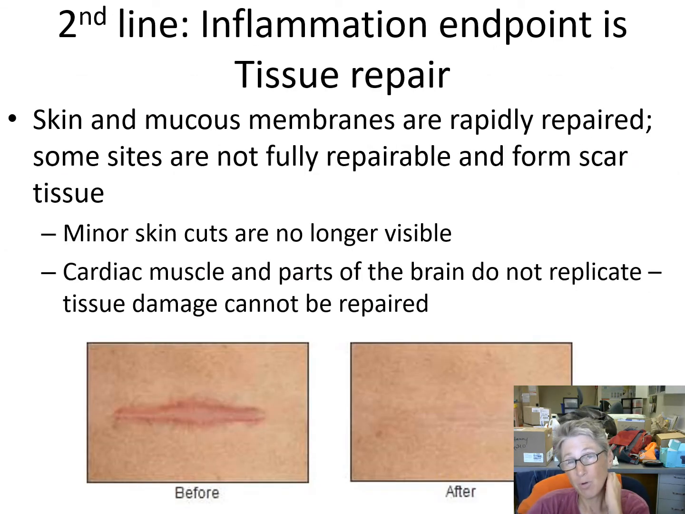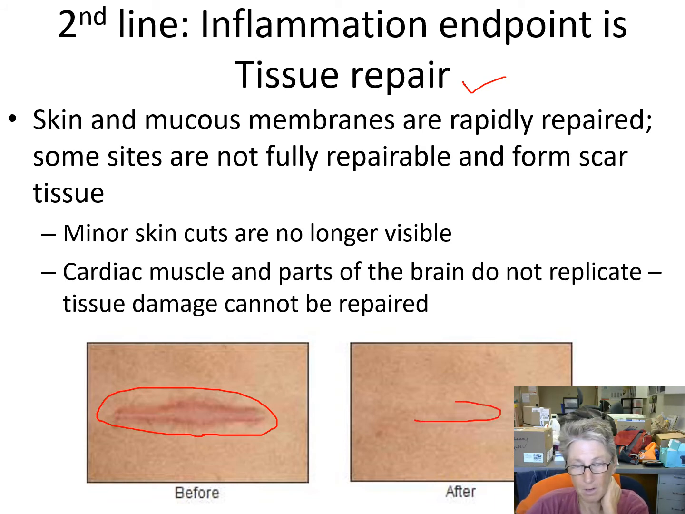And then the endpoint of inflammation is tissue repair. So here's the tissue, got some cut, had some inflammatory processes, and then over time, the cut heals. That's tissue repair. That's the endpoint of inflammation.